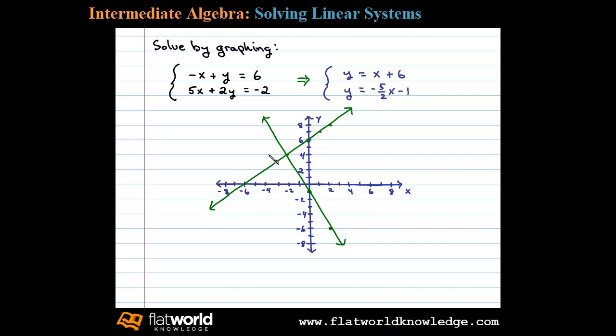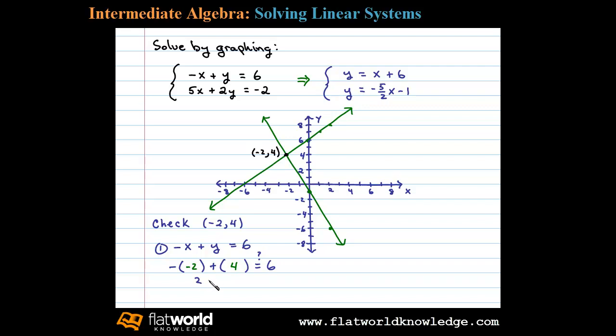Now from my graph, the solution here, the point of intersection, appears to be (negative 2, 4). Now we should check that. Let's substitute those values into the original system and see that it satisfies both equations. And so here we'll substitute negative 2 in for x and 4 in for y.